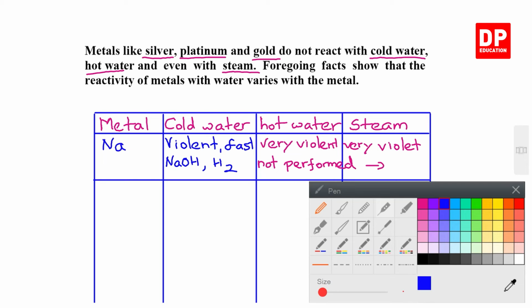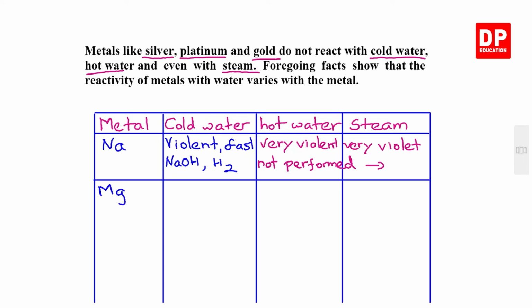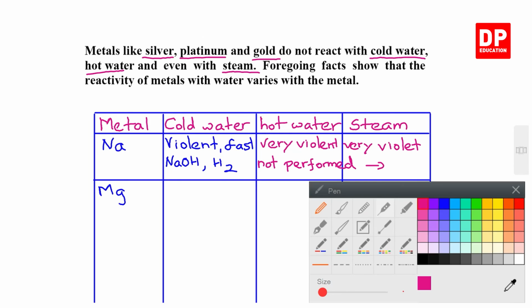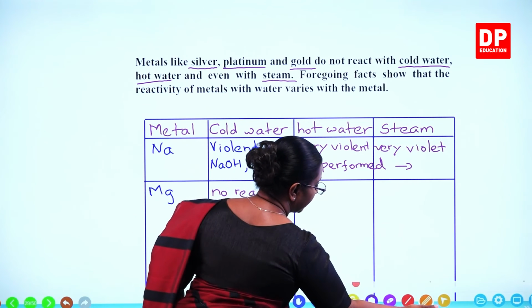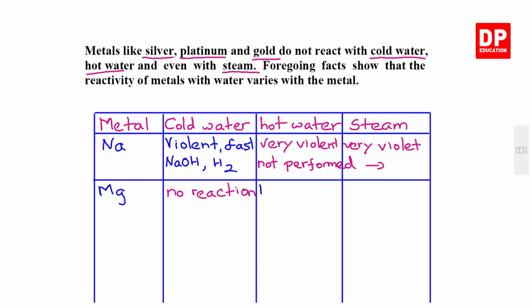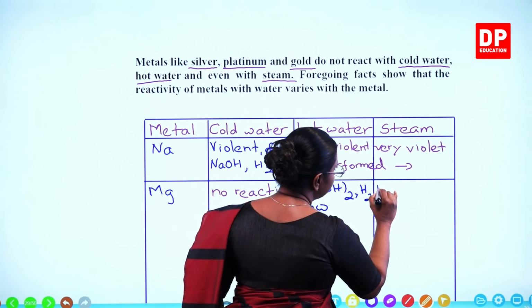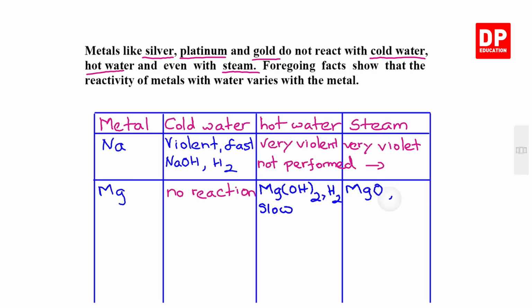Then for magnesium, what happened? With cold water there was no reaction. With hot water there is a reaction, and we got magnesium hydroxide and hydrogen gas. It reacts but somewhat slowly. Then with steam, again there is a reaction, but we got magnesium oxide and hydrogen gas. So again the difference in reaction.